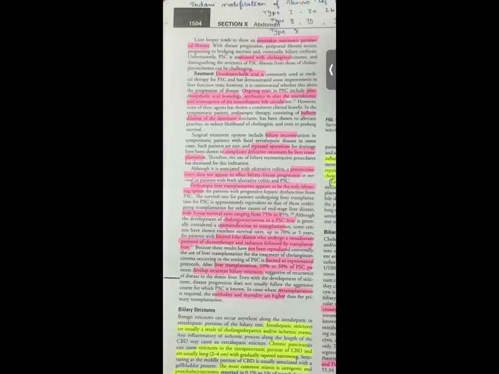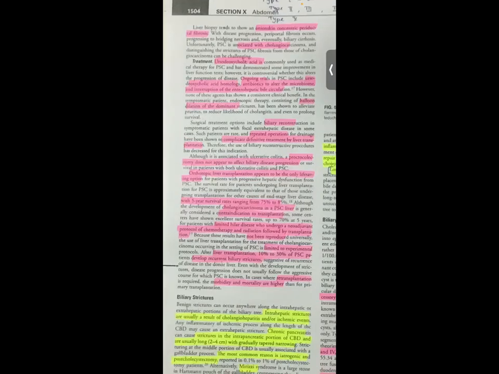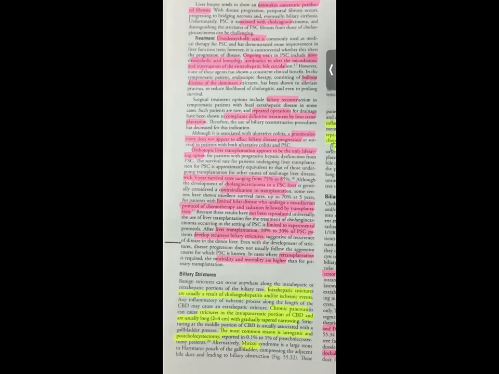The biopsy finding is onion skin concentric periductal fibrosis. So this is an important MCQ, onion skin periductal fibrosis in biopsy. It is associated with cholangiocarcinoma. The definitive treatment for PSC is only liver transplant. Instead of liver transplant, other methods can be used temporarily, but the curative treatment is liver transplant.